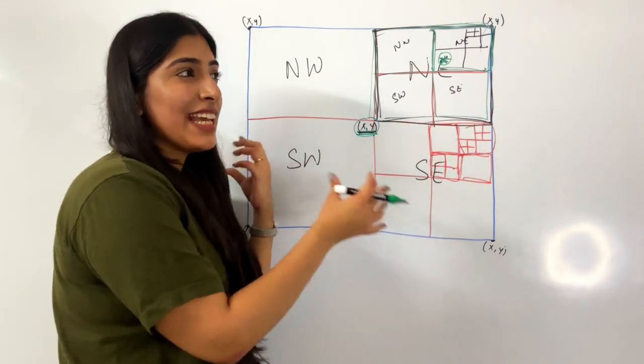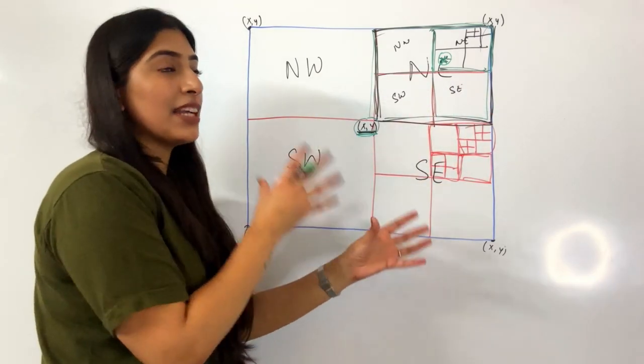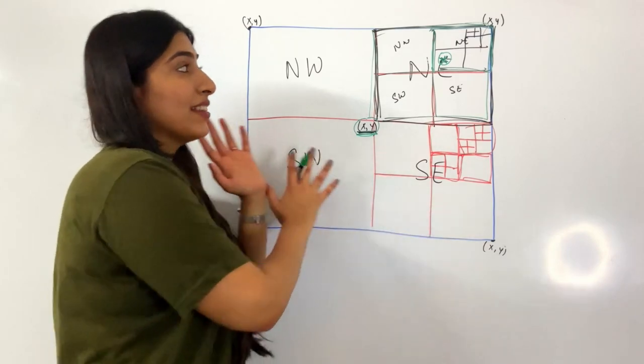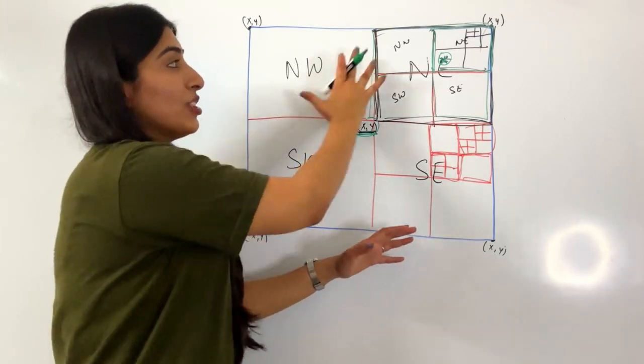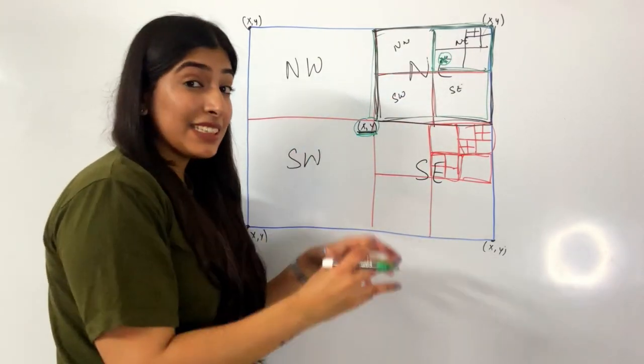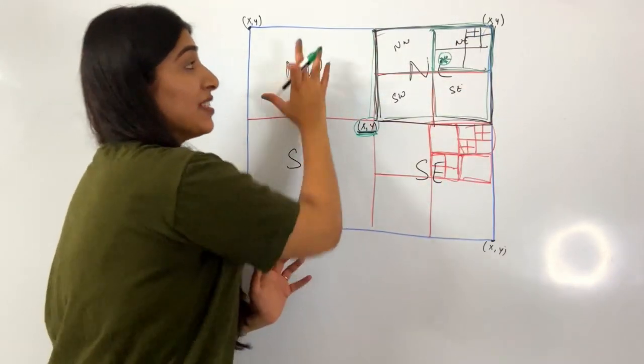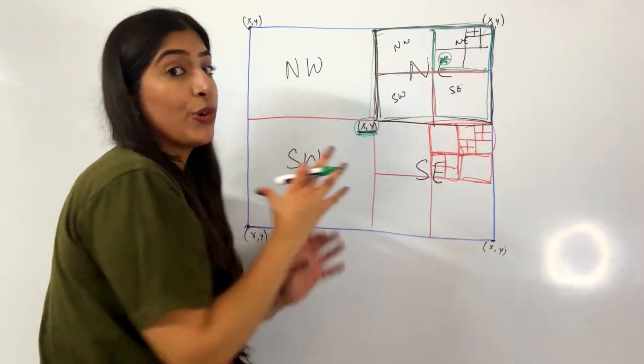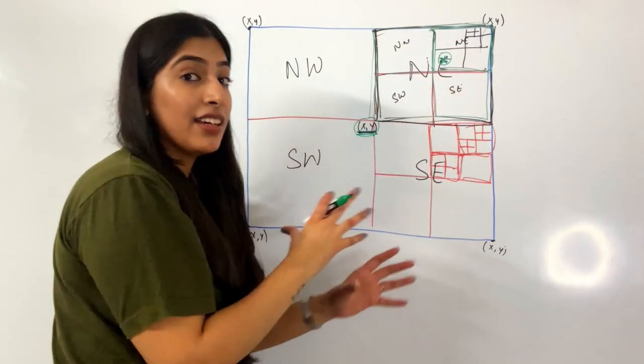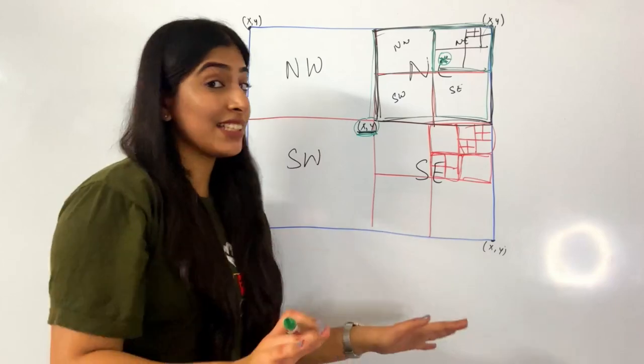This is essentially an extension of binary search, just that binary search was in 1D and this is in 2D. So that is why there are four quadrants. So instead of dividing our search space into two parts, we are dividing our search space into four parts or four quadrants, and we are dividing our problem into smaller sub-problems just like binary search.